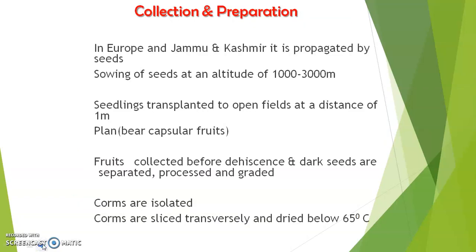Then collection and preparation: in Europe and Jammu Kashmir it is propagated by seed. Sowing of seed at the altitude of 1000 to 3000 meters. Seedlings are transplanted to open field at a distance of 1 meter. Plants bear capsule fruit. These fruits are collected before dehiscence and dark seeds are separated, processed and graded. Corms are isolated. Then these corms are sliced transversely and dried below 65 degrees Celsius.